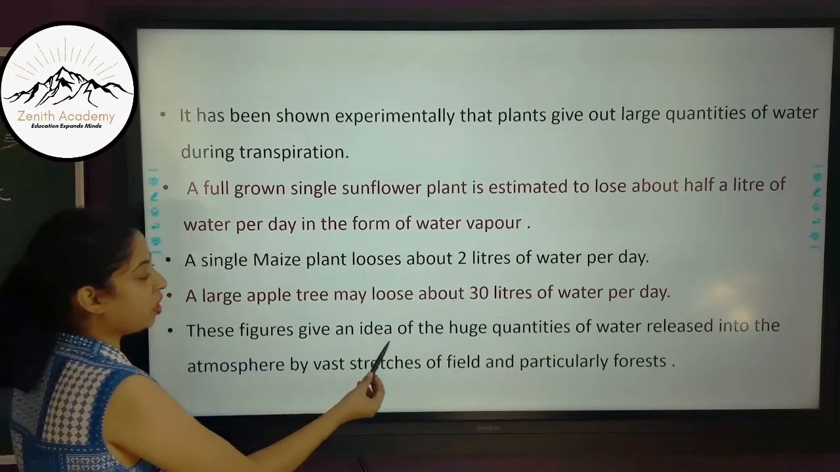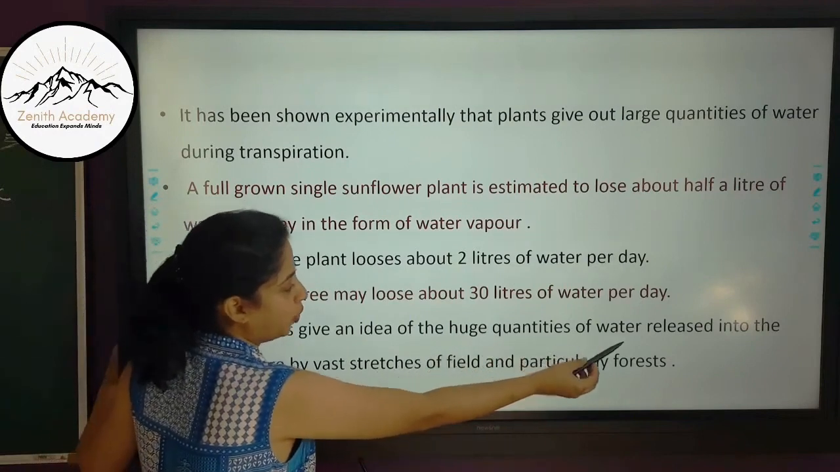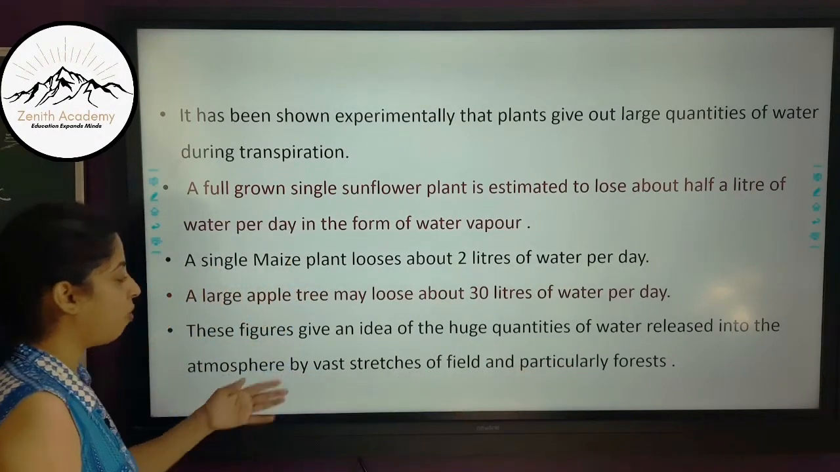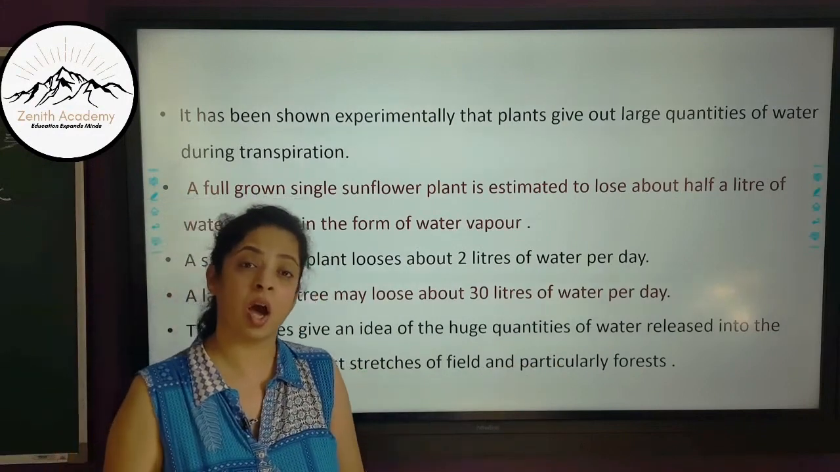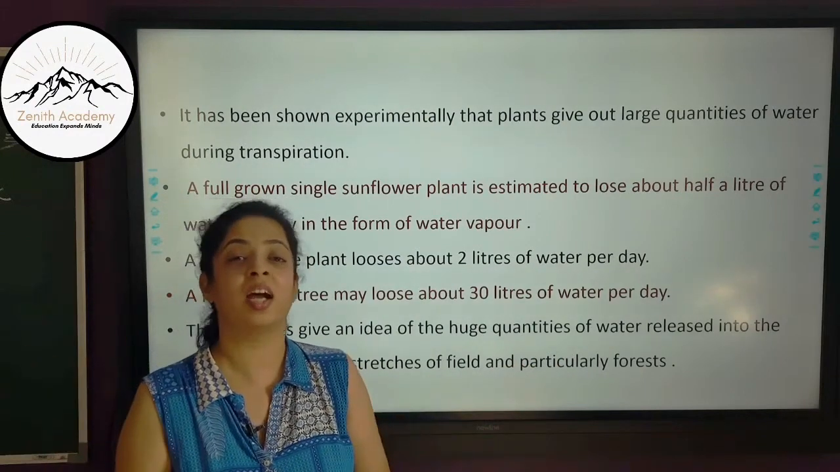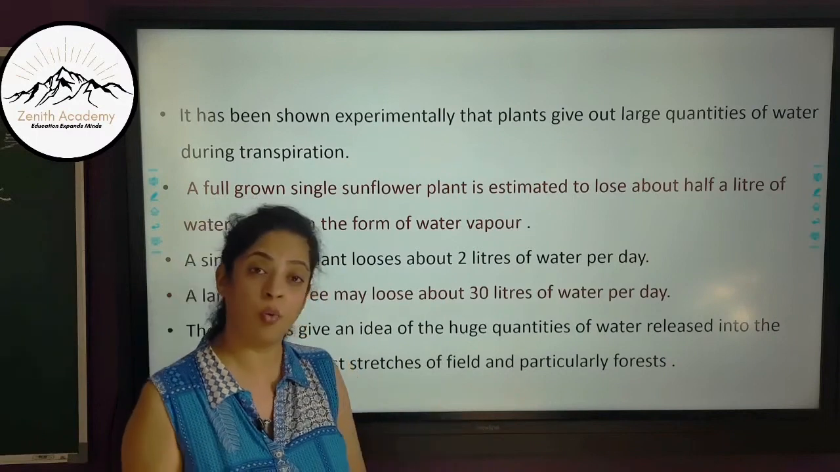So these figures give an idea of the huge quantities of water released into the atmosphere by vast stretches of field and particularly forests. So we can imagine how much water vapor is there in the atmosphere because of plants alone.